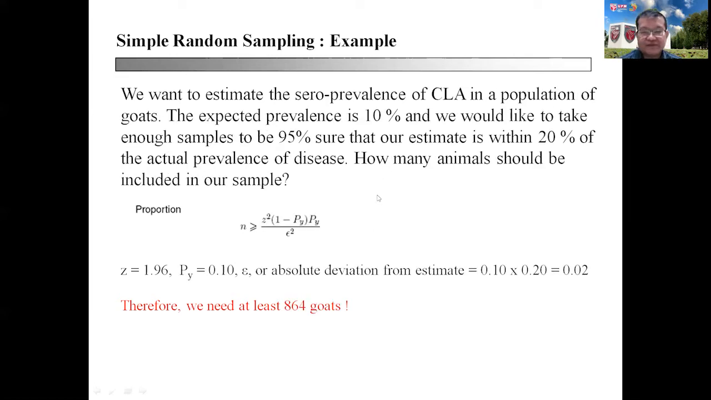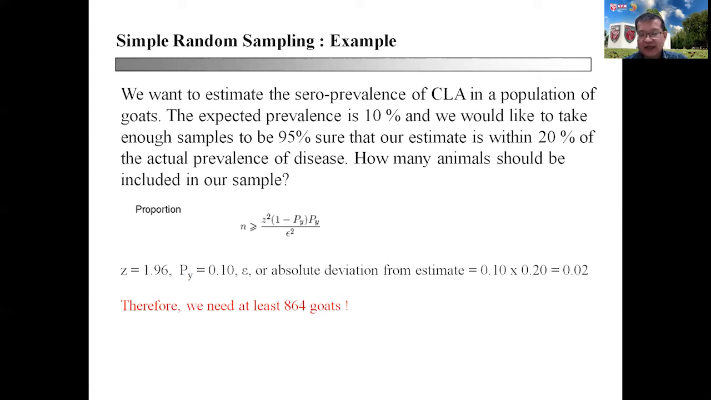The next example, we may want to estimate the seroprevalence of CLA in a population of goats. CLA is actually a disease, caseous lymphadenitis. The expected prevalence is 10%. Prevalence means how frequently this disease occurs in a population. And we would like to take enough samples to be 95% sure again that our estimate is within 20% of the actual prevalence of disease.